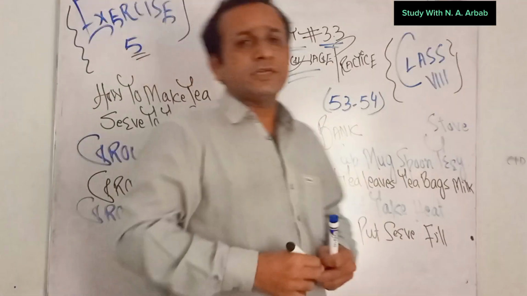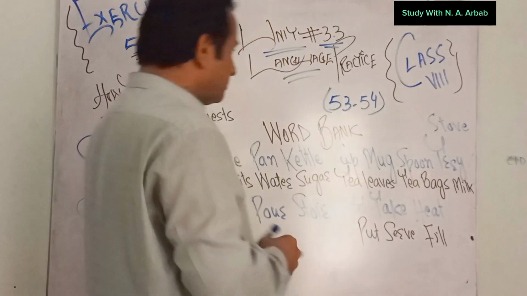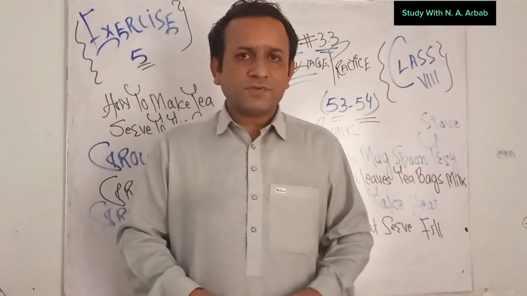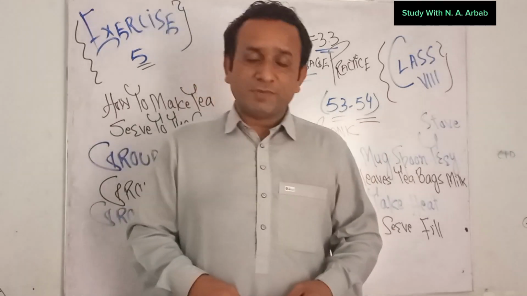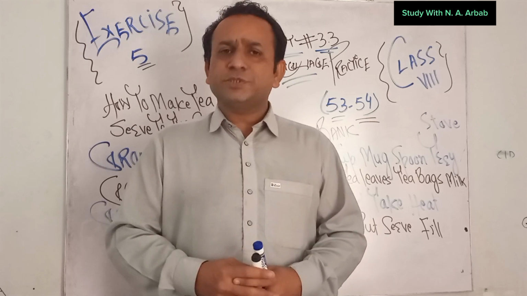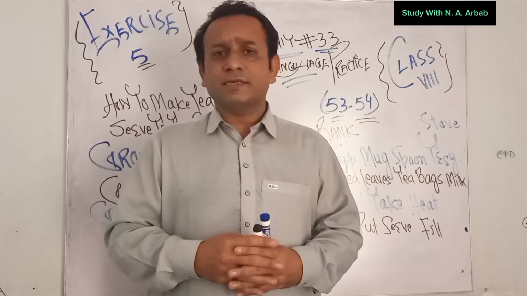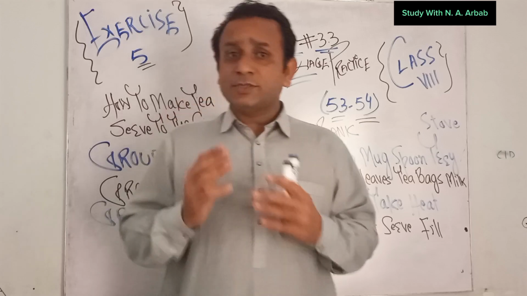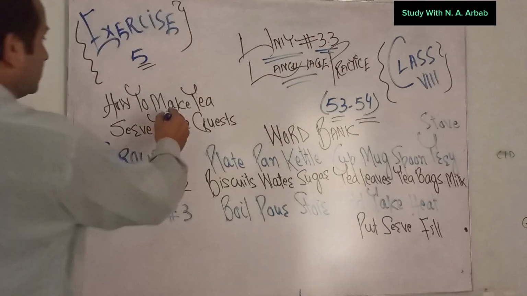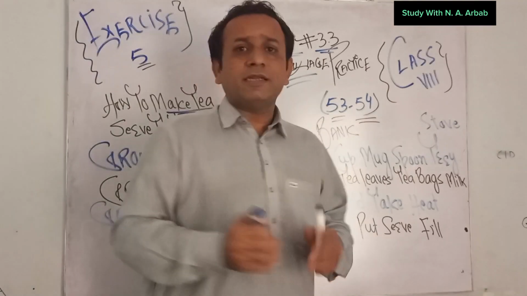Here in the exercise you have to go through page number 53 and 54. First of all, we are going to talk about page number 53. Basically, there is a story in which he or she has to make the tea, and then they have to serve the guest.